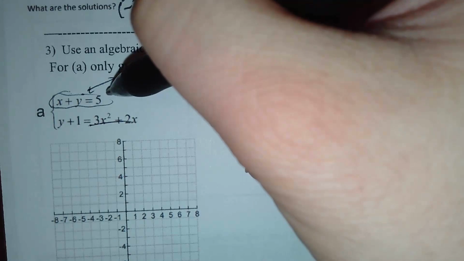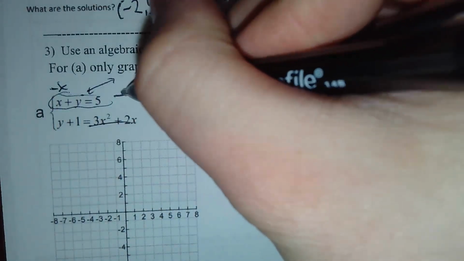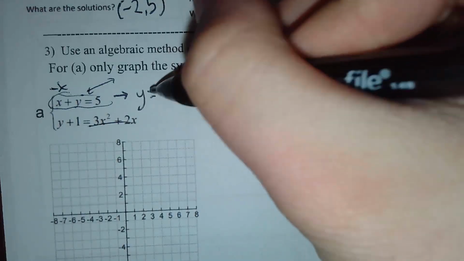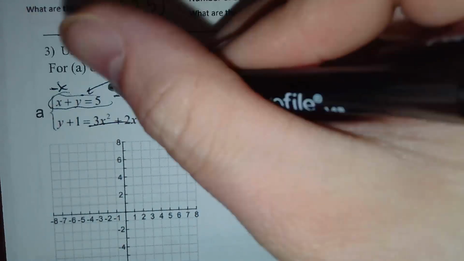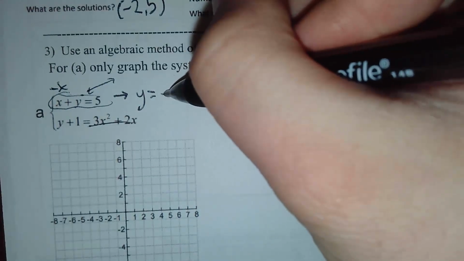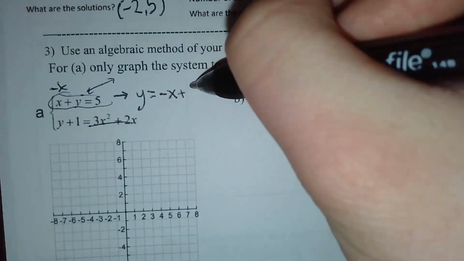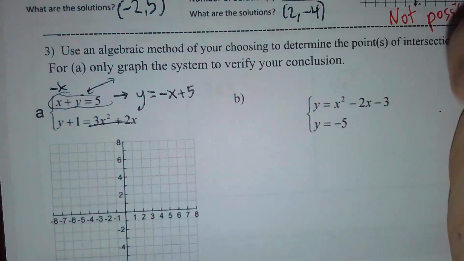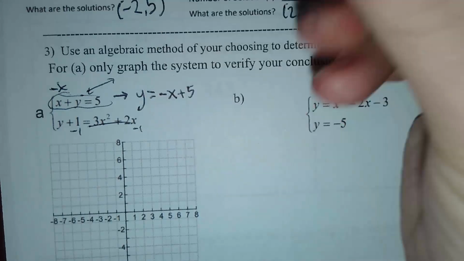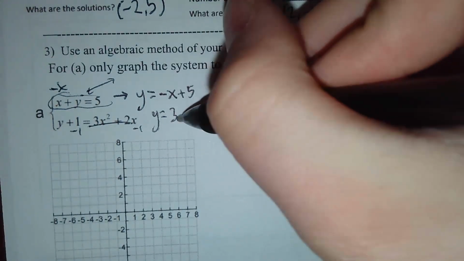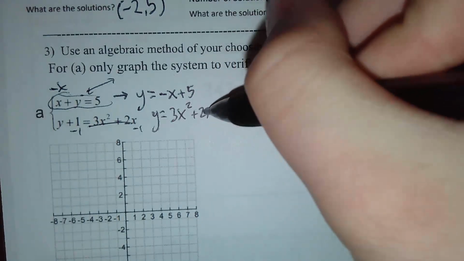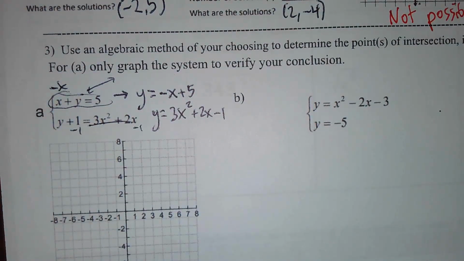So how do I get x plus y equals 5 into y equals form? That's right, we got to subtract x. So that gives us a new equation. Y equals 5 minus x, or you can say negative x plus 5. 5 minus x, negative x plus 5, it's the same thing. Now for the second one, we also want this to be y equals, so I'm going to have to subtract 1. That gives us a second equation of y equals 3x squared plus 2x minus 1.